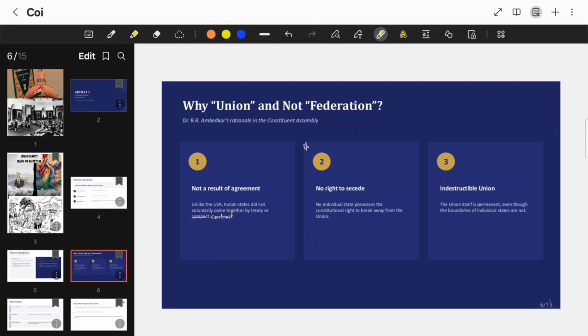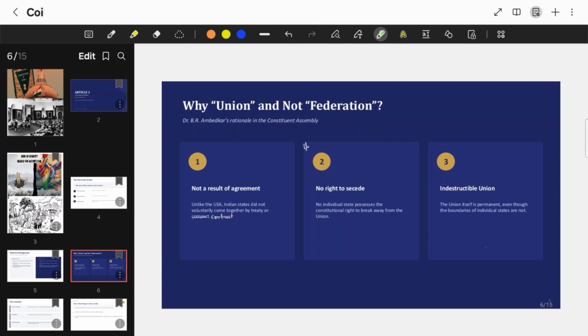Reason 2: no state has a right to secede. This is the big one. No state has the right to secede through any process of referendum or any other unilateral declaration. Nothing in the constitution gives a state an exit door.